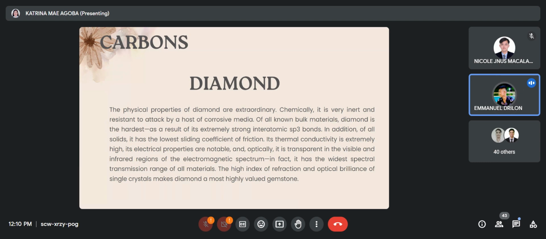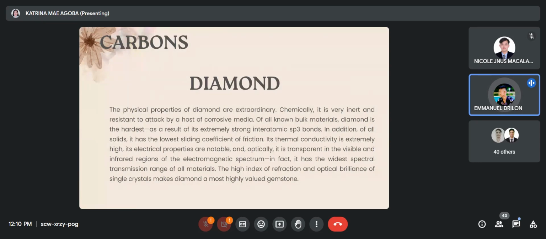Its thermal conductivity is extremely high. Its electrical properties are notable, and optically, it is transparent in the visible and infrared regions of the electromagnetic spectrum. In fact, it has the widest spectral transmission range of all materials. The high index of refraction and optical brilliance of single crystals makes diamond a highly valued gemstone.